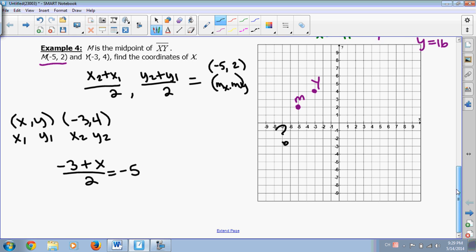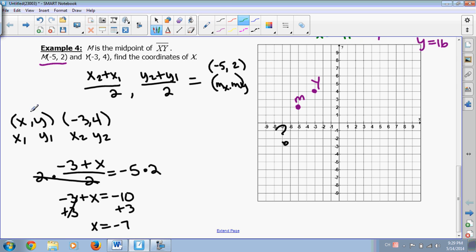So we need to work backwards to solve for x. First thing we're going to do is multiply both sides by 2. So -3 plus x equals -5 times 2, which is -10. To get x by itself, we're going to add 3 to both sides. So x is equal to negative 10 plus 3, which is negative 7. Okay, so our x value for our endpoint that we just found is negative 7.